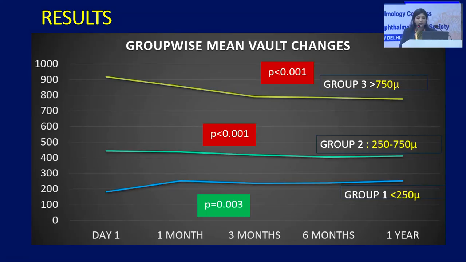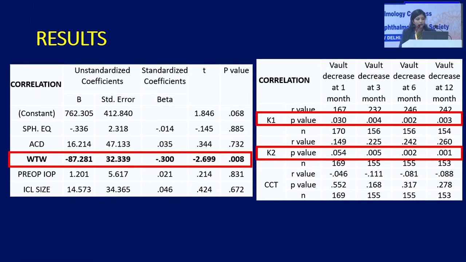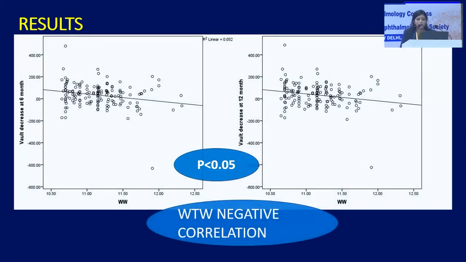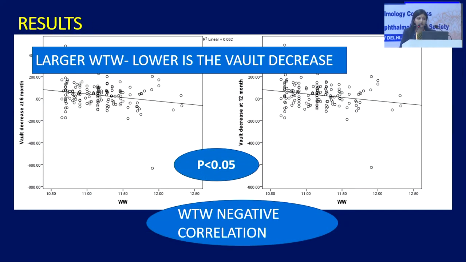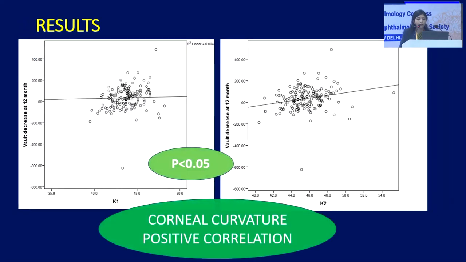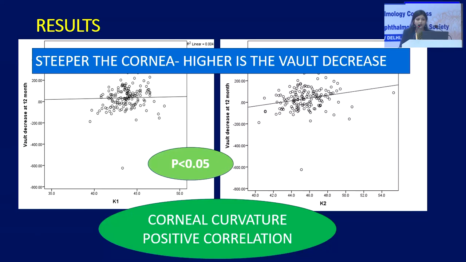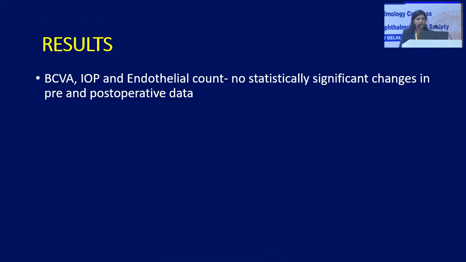On assessing the group-wise mean vault values, we found a significant increase in the low vault values at 1 month and a decrease in the group 2 and group 3 values. We also found significant correlation of white to white and K1, K2 with the vault decrease. The white to white showed negative correlation, that is, the larger the white to white, the lower the vault decrease. And corneal curvature showed positive correlation, which means the steeper the cornea, the higher the vault decrease. The BCVA, IOP, and endothelial count had no significance.